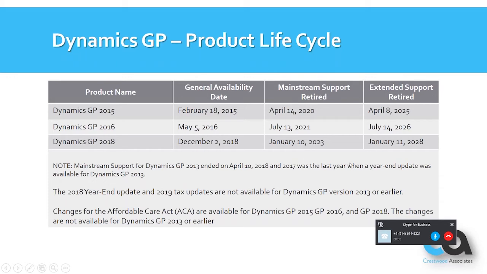And if you need to print the forms for the ACA, then you will need to be on one of these versions as well. You would not be able to do that on version 2013 or earlier. Again, you can download this PowerPoint presentation that we're using. So if you want to reference this graph again, feel free to download it and take a look, and let us know if you have any questions about that.